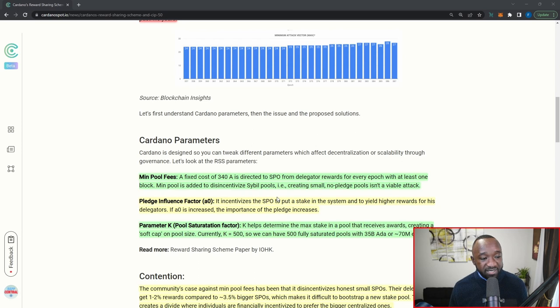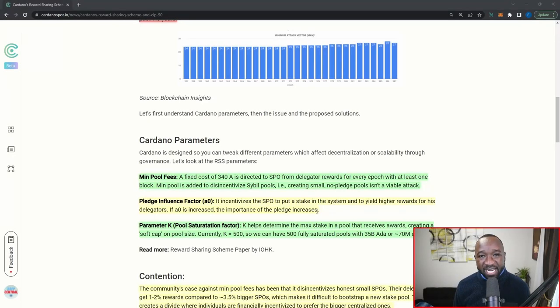Now, the min pool fee is added to disincentivize Sybil pools, right? Which basically is small pools with no pledges, in order to basically have more than 51% of the network. So this disincentivizes the creation of a ton of small little pools with little to no pledge.